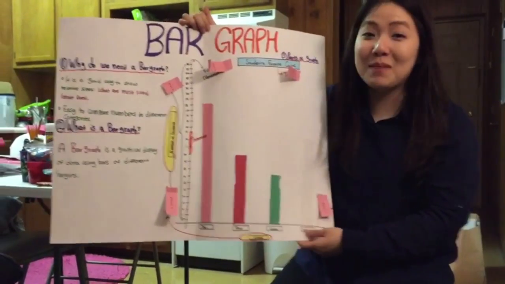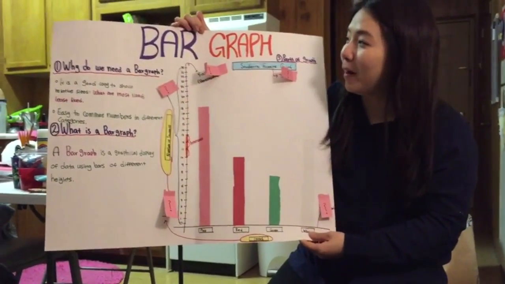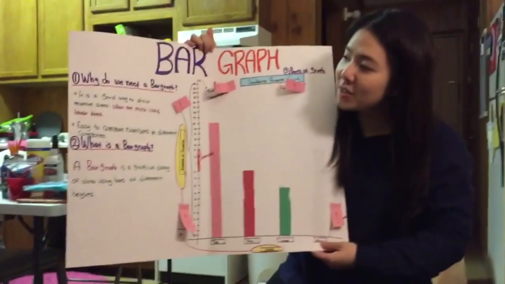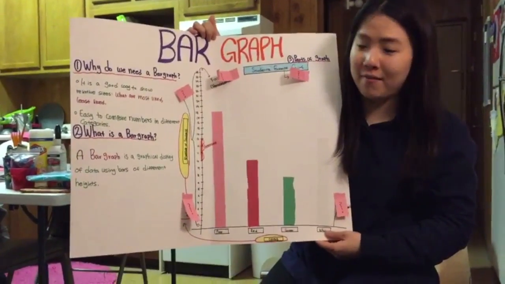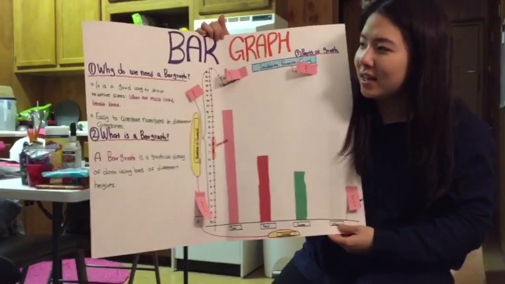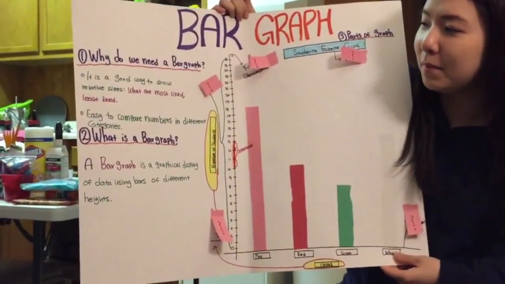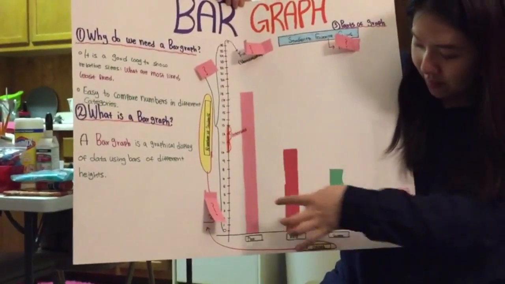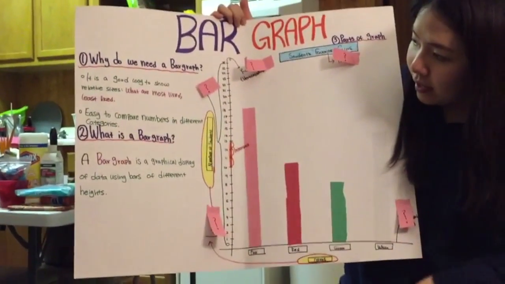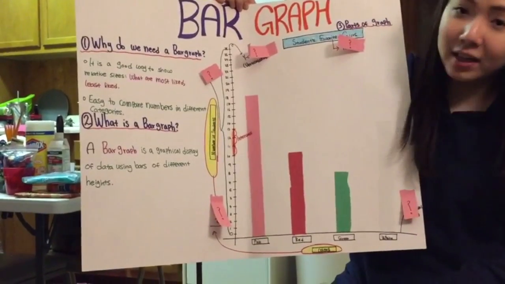Hi guys, so in my section, we're going to learn about bar graphs. So first question, why do we need a bar graph? Why do we need to learn this? A bar graph is a good way to show relative sizes, for example, what is most liked and what is least liked, and it is easy to compare numbers in different categories.